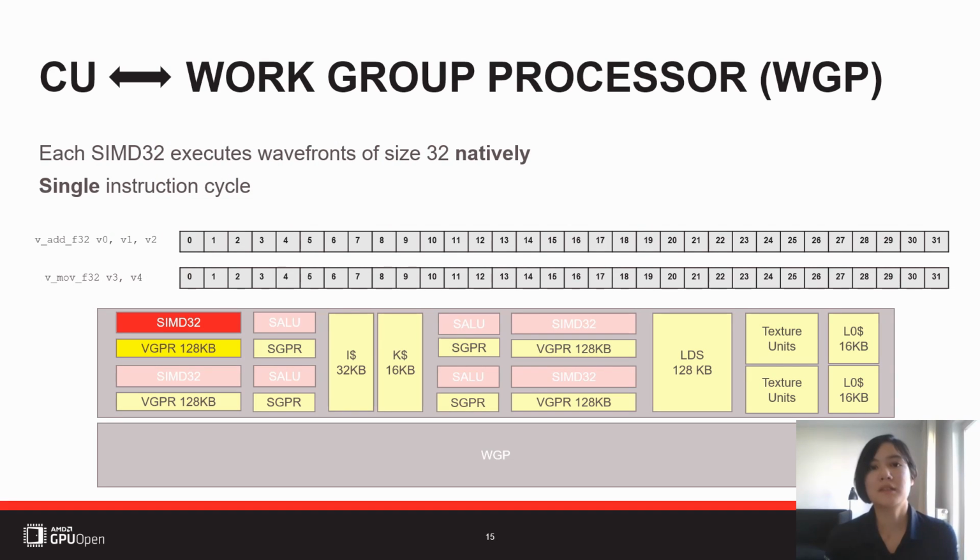Now, how does the code get executed on a workgroup processor? The important thing to note here is that the wavefront size is not fixed at 64 anymore. Actually, it's now natively 32. So we have SIMDs which are 32 wide, and we have wavefront sizes of 32 natively supported. This also means that we now have single cycle instruction. So in the same example, first we have the addition, it gets issued once, and then we can immediately move to the next instruction, which in this case is the move instruction. And this one gets issued once as well. So with one instruction issue, we immediately have all the 32 threads of the wavefront.